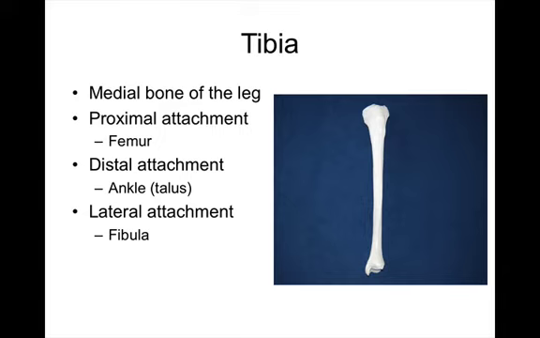As we work our way distally now, we encounter the tibia. This is the medial bone of the leg. So the leg is between the knee and the ankle, essentially. The proximal attachment is the femur. Then the distal attachment is basically creating the ankle joint, and we make a connection at the talus, which is the most superior, i.e. proximal bone of the tarsals. And then the lateral attachment is the fibula. There's a smooth surface on the lateral part of the tibia that allows for the fibula to make a connection.